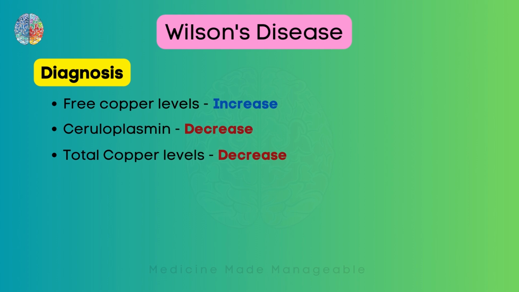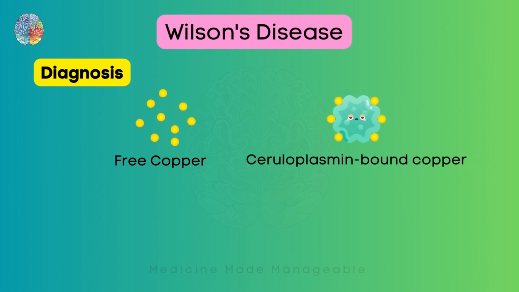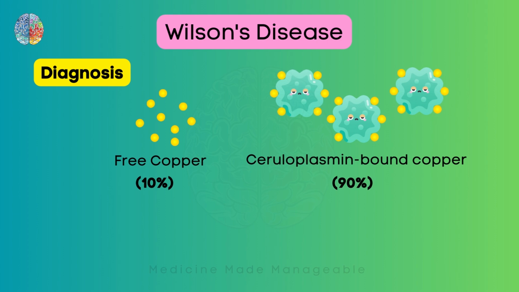Now let's try to understand this part. In our body we have mainly two forms of copper. We have the free copper and we have ceruloplasmin bound copper. But it is important to note that free copper makes up only 10% or less of the total copper in the body, whereas ceruloplasmin bound copper makes up to 90% of the total copper. Both of these contribute to the total copper levels in the body. So it is very important to note that ceruloplasmin bound copper is the major contributor in the total copper levels of the body because it is 90%.